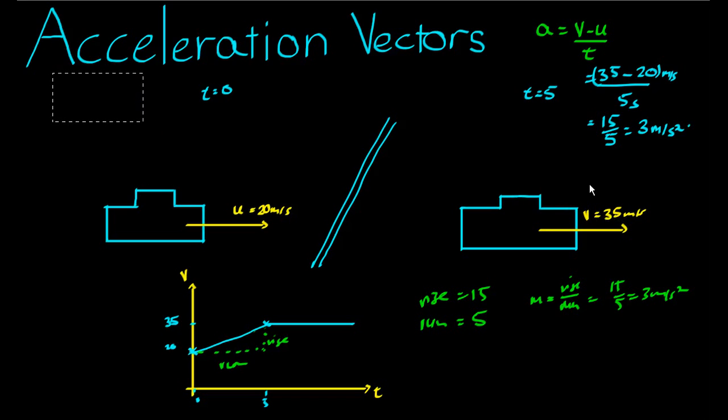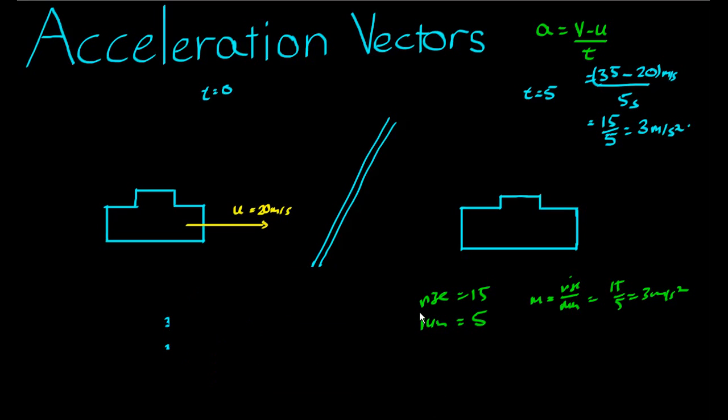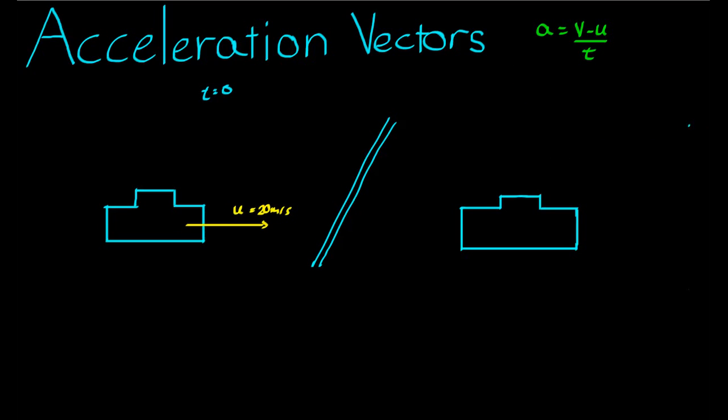So say the police car, instead of accelerating, had heard about a crime being committed behind it. So I'll delete all this now. And it actually slowed down and reversed. So that 5 seconds later, it was actually travelling 30 meters per second in the opposite direction, so backwards. The final velocity was 30 meters per second.